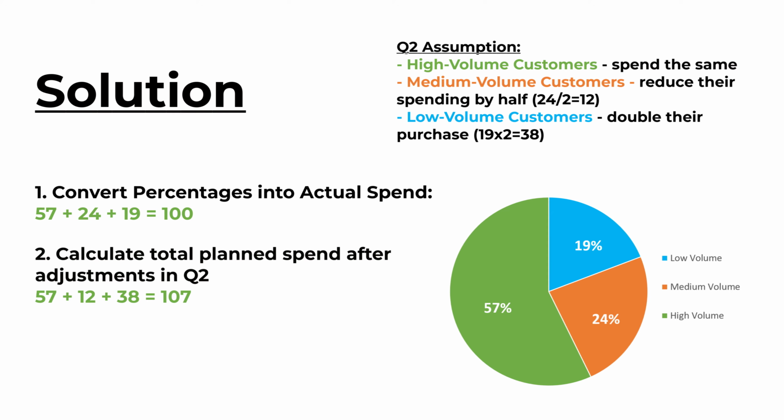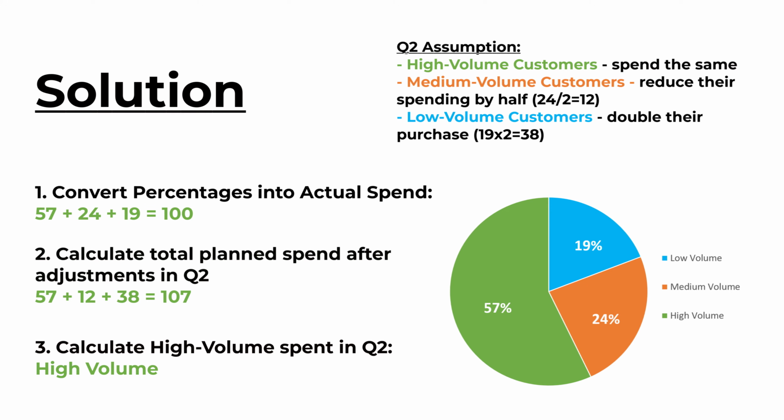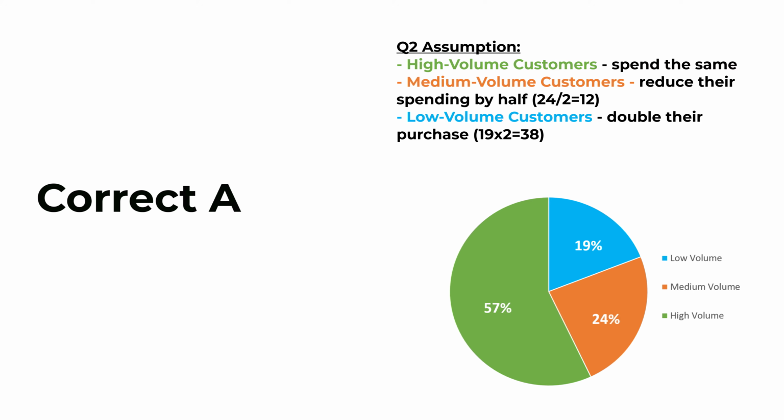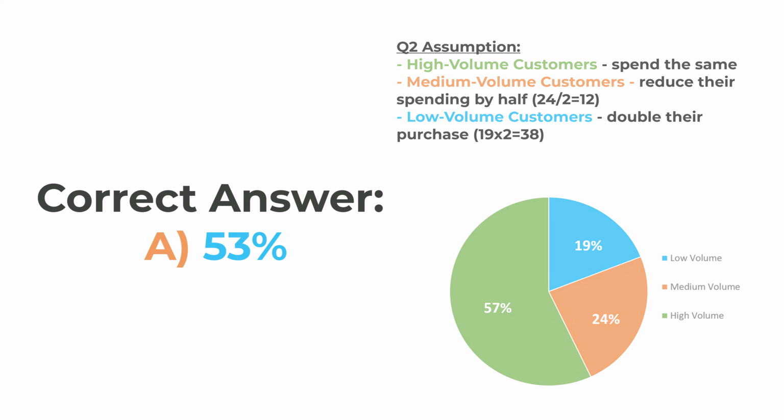To calculate the Q2 percentage spent for high-volume customers, we need to divide 57 by 107 and multiply it by 100%. So the new percentage value is 53.27%, which matches closest to choice A. So the correct answer here is choice A, 53%. Hopefully you've nailed this question and now know how to answer similar problems on the test.